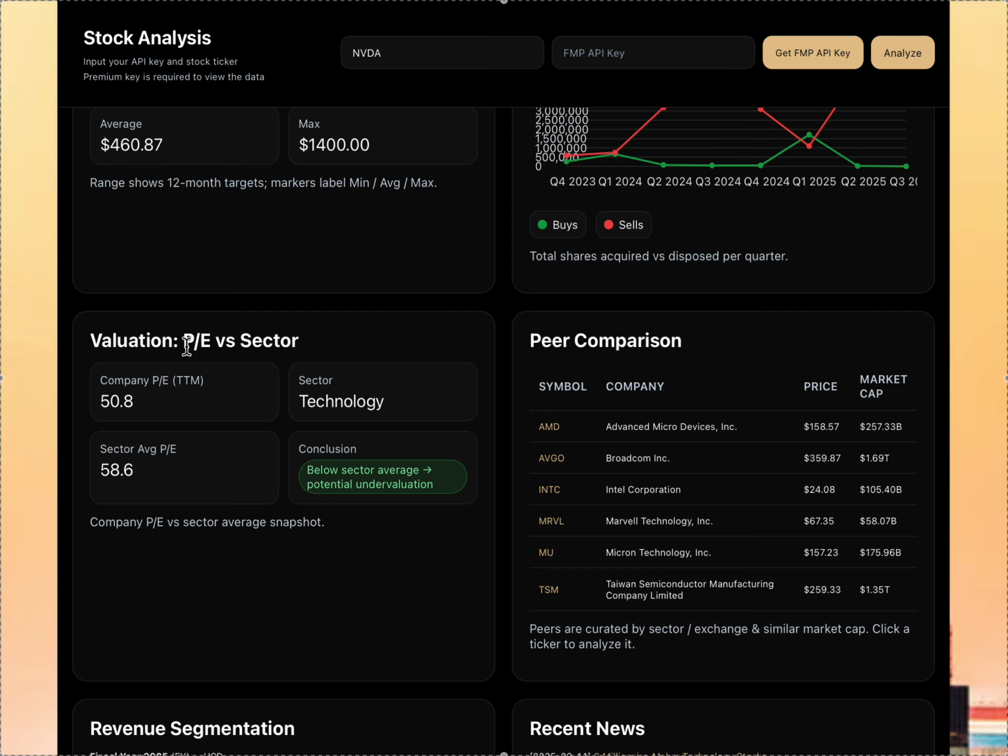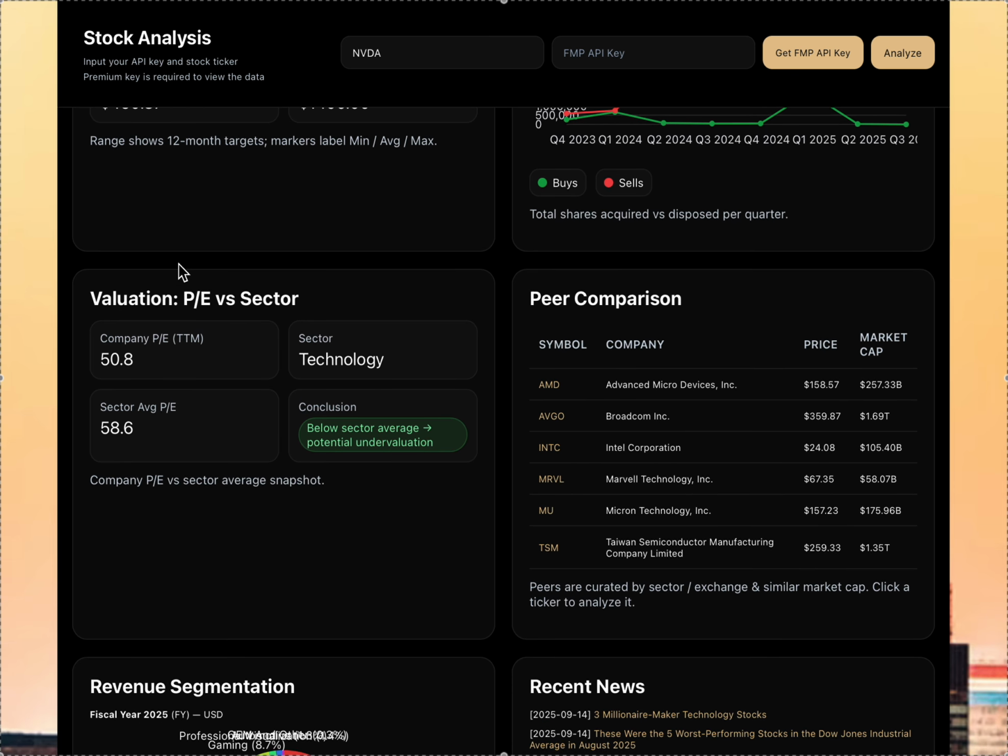Then we have the price to earnings valuation, the price to earnings ratio versus the sector price to earnings. This is the technology sector, and this app compares NVIDIA's price to earnings, which is 50.8, to the sector average, which is 58.6. So this is almost in line, but slightly below the sector average. And the app tells that it is potentially overvalued based on the price to earnings ratio.